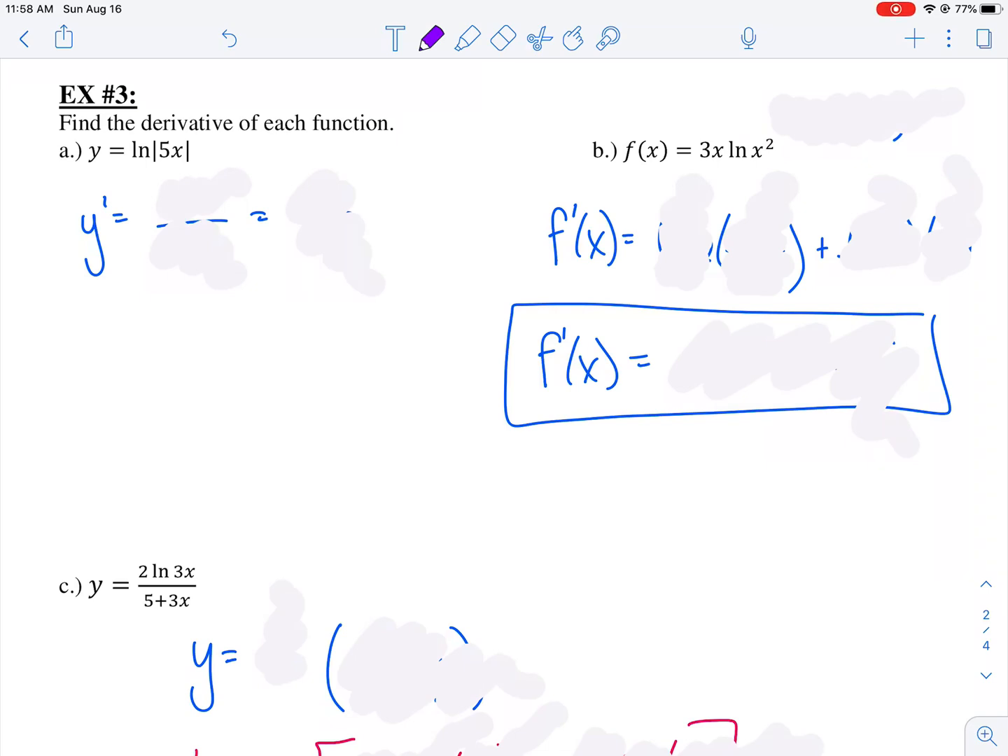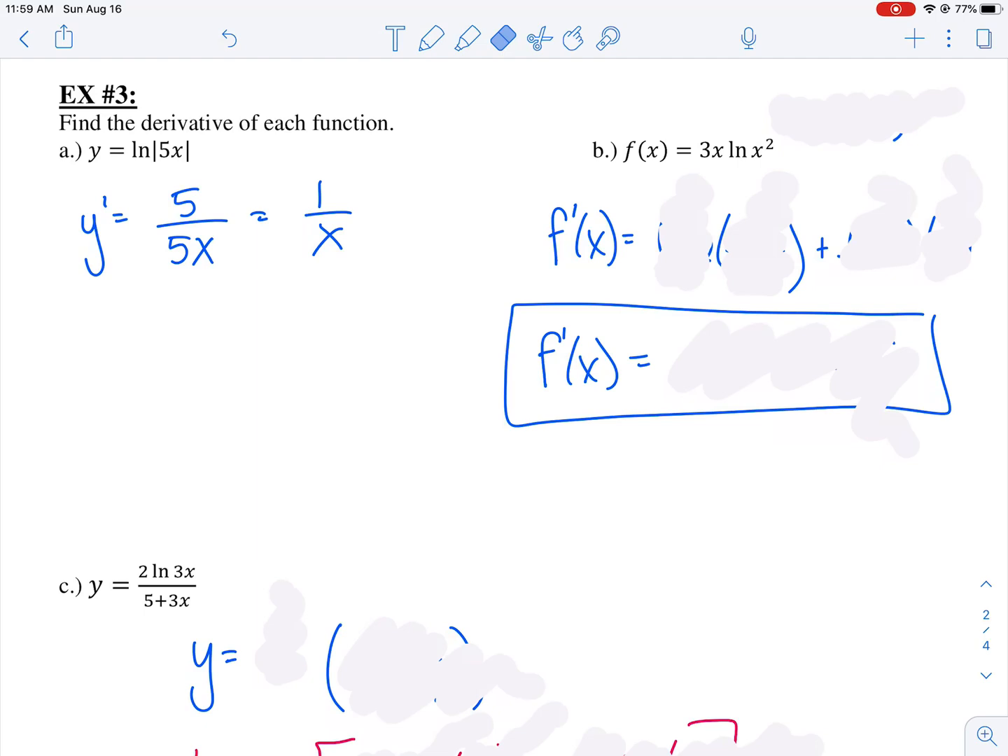Let's do another few examples of logs and natural log derivatives. If you look at example number 3 with me, it asks us to differentiate each of these functions. I have y equals the natural log of the absolute value of 5x. As soon as I see the natural log, I know that I'm going to do the derivative of the inside over the inside. The derivative of the inside, 5x, is 5, over the original inside, 5x. I can reduce the 5's and I can say that my derivative is 1 over x.